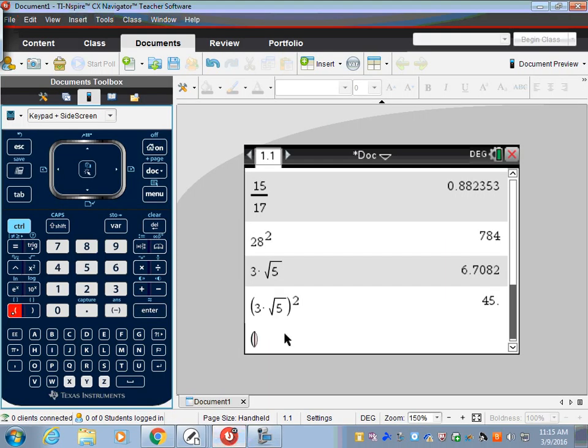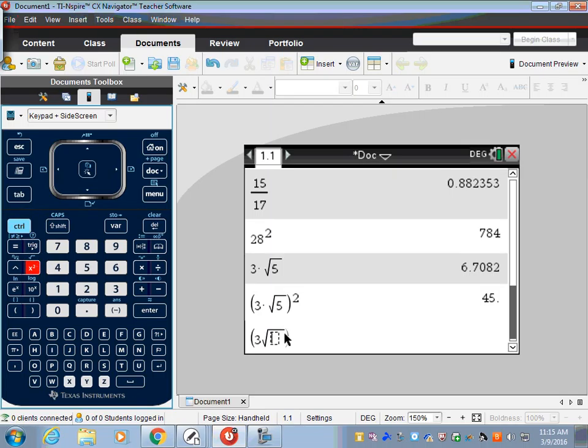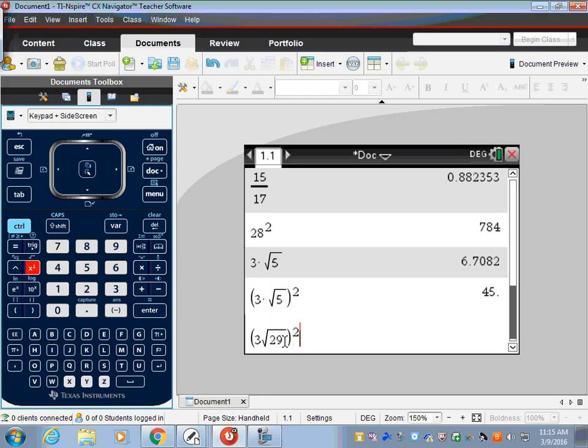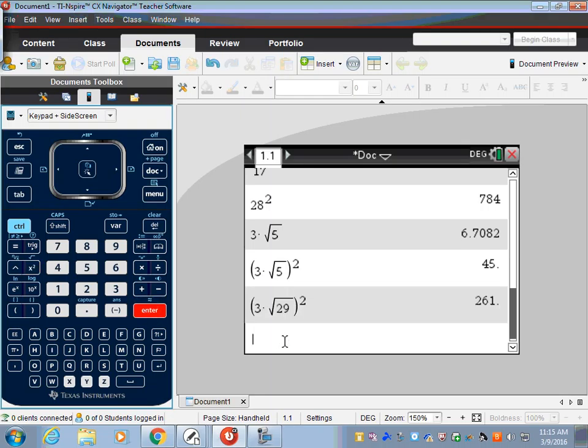So you hit the parentheses button, and then you do 3, then control, get that radical, then put 29. And then make sure the square is outside the parentheses. So you have to tab to the right and then square it. See how my 2 is outside the parentheses? And then you can hit enter, and it gives you your answer. Yeah, simplest form.